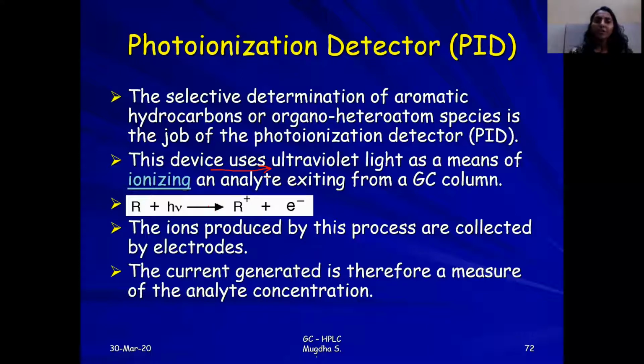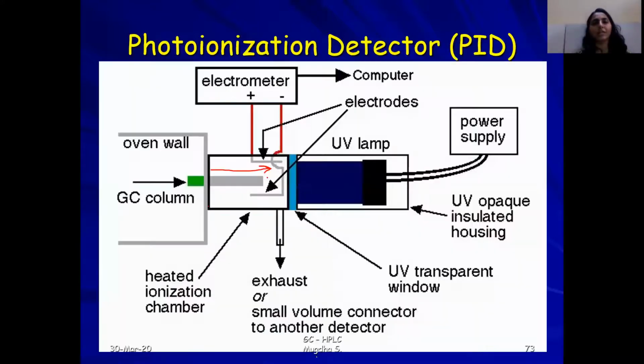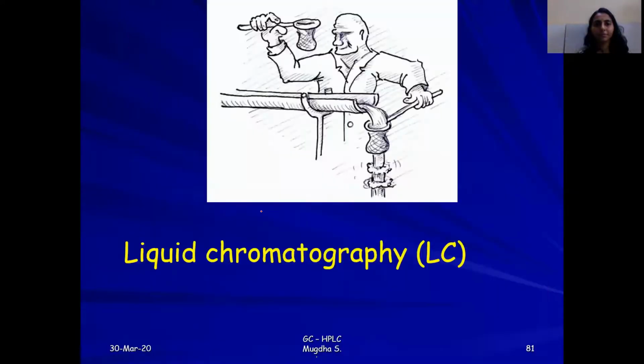Then you have the photoionization detector. This device uses ultraviolet light as a means of ionizing an analyte exiting from a gas chromatographic column. The ions produced by this process are collected by electrodes. The current generated is therefore a measure of the analyte concentration. So you are using UV to ionize it, the ions are collected and a current flows. Now this current is directly proportional to the analyte. Any doubts till this point?